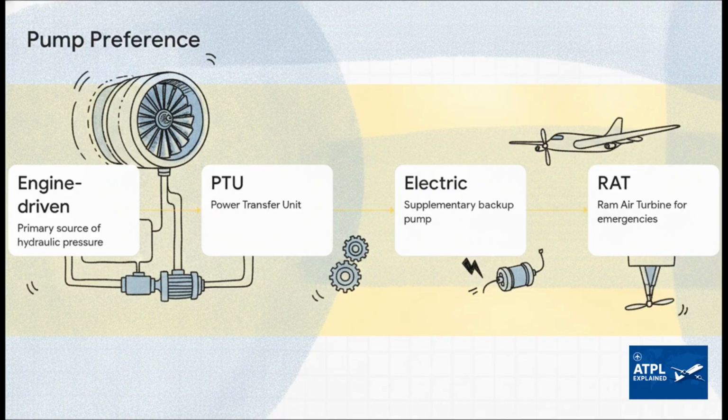Aircraft systems also follow a super strict hierarchy when it comes to hydraulic pumps, all based on reliability and power output. The primary source is almost always engine-driven. Second in line is the PTU. Third is an electric pump, which is often used as a supplementary backup. And finally, your absolute last resort emergency source is the RAT, the ram air turbine. The RAT is last because it relies purely on your aircraft's forward airspeed to spin a little propeller, and it typically only produces enough pressure to power the absolute essential flight controls.